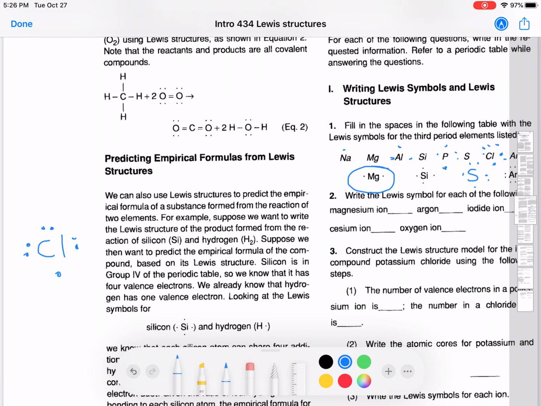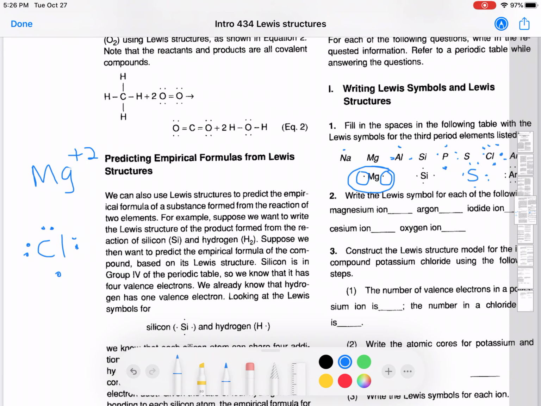Basically, when you are making a magnesium ion, you're going to lose the 2 electrons magnesium has. When it loses electrons, the Lewis symbol will become, it has 2 electrons but it doesn't have these electrons anymore. So you would write it like this. But by losing 2 electrons, magnesium will become +2 charge. So the magnesium ion would be magnesium +2. That's how you write the magnesium ion.